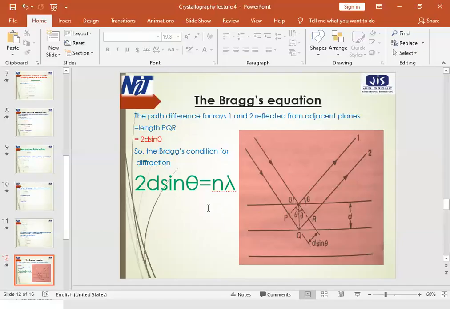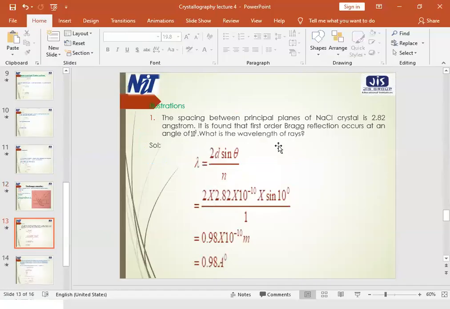And let us solve some numerical problems using this Bragg's equation. The first numerical problem: the spacing between principal planes of sodium chloride crystal is 2.82 angstrom. It is found that the first order Bragg reflection occurs at an angle of 10 degree. What is the wavelength of the rays? For that, we will use 2d sine theta equal to n lambda. So lambda will be equal to 2d sine theta by n. Now the value of d is given, 2.82 angstrom. 1 angstrom equals 10 power minus 10 meter. That is why we have converted it to meter.